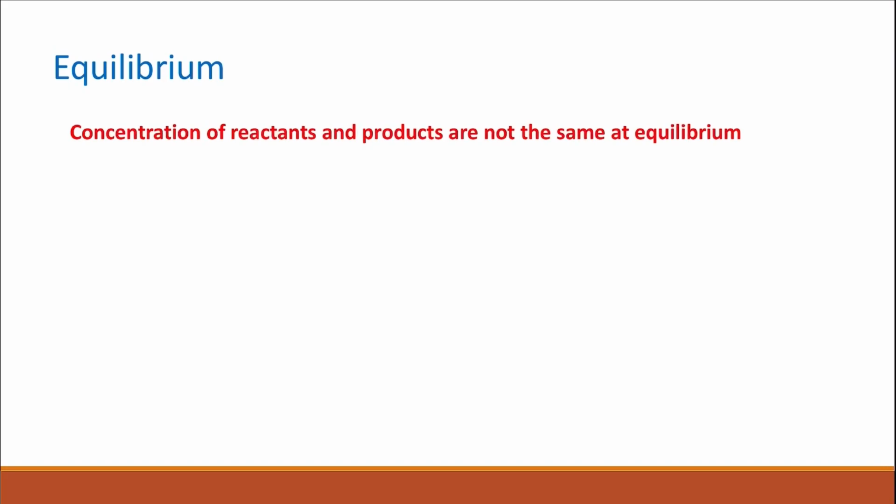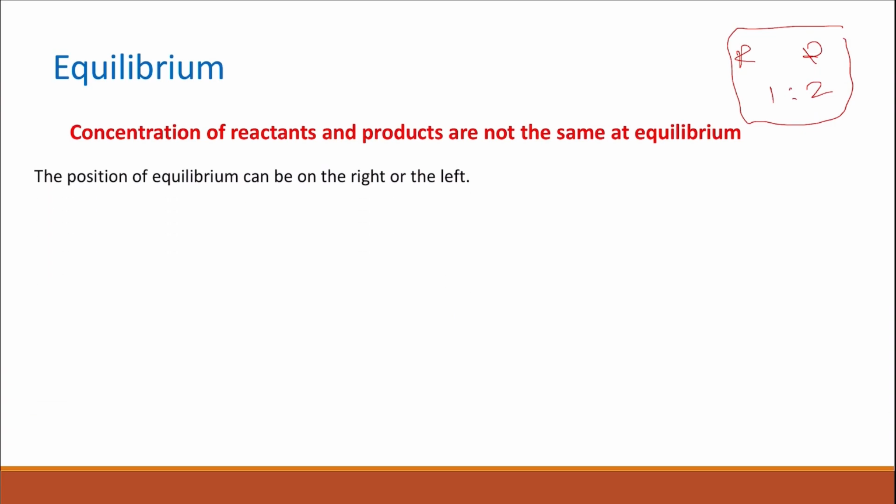They just reached a point of equilibrium where the ratio of concentration of reactants and products will remain the same. So the ratio between them will be exactly the same. If we say, for example, the ratio is 1 to 2, reactants to products, then at equilibrium, it will always remain like this. It's not going to be changing. This is called the position of equilibrium. What do we mean by position of equilibrium?